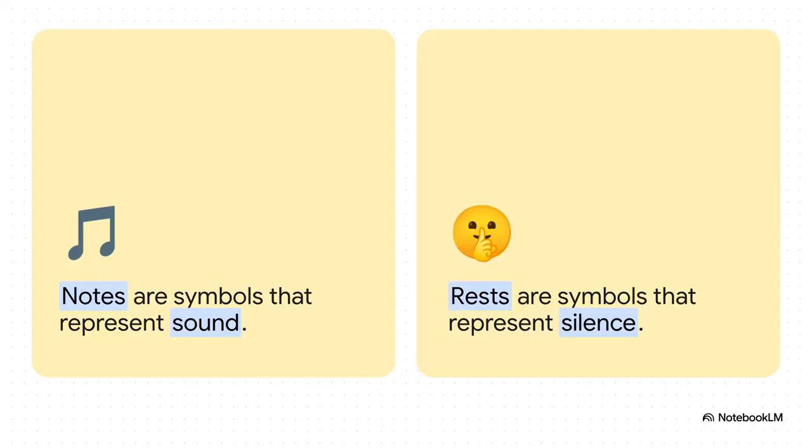Now here's something that's absolutely crucial to get. Music isn't just about the sounds you make, it's just as much about the silence between the sounds. For every note that makes a sound, there's a symbol for silence that has the exact same value. We call it a rest. A quarter note gets 1 beat of sound. A quarter rest gets 1 beat of silence. They're two sides of the same coin, and music is the dance between them.